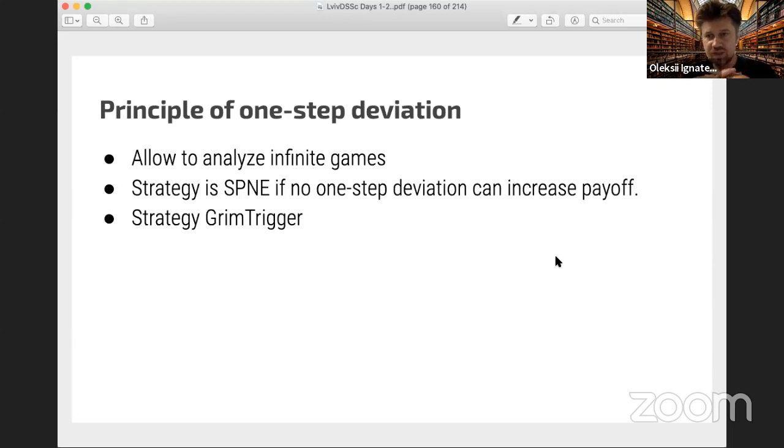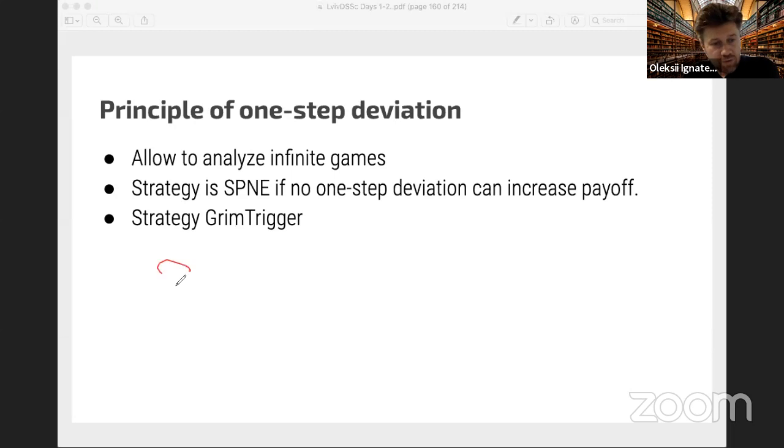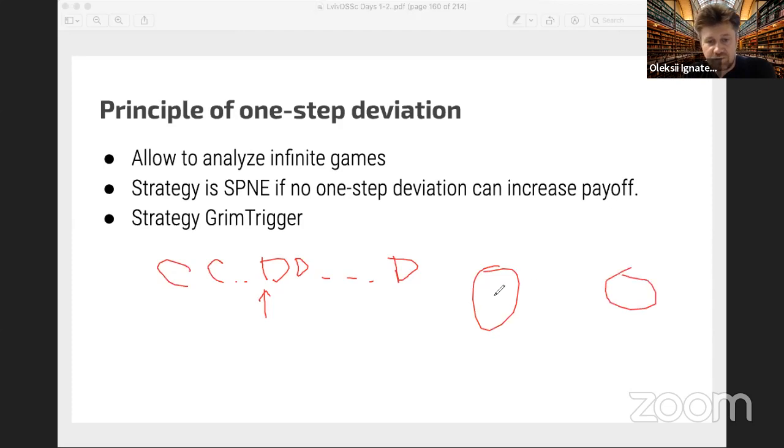Now we will try to consider a special strategy, which is called grim trigger. Grim trigger is a strategy that always cooperates until the other player defects. And if this has happened, then it starts to defect always, no matter what, to the end. So basically we have 2 states, and one transition from one state to the other, and no coming back. So this is the grim trigger strategy.